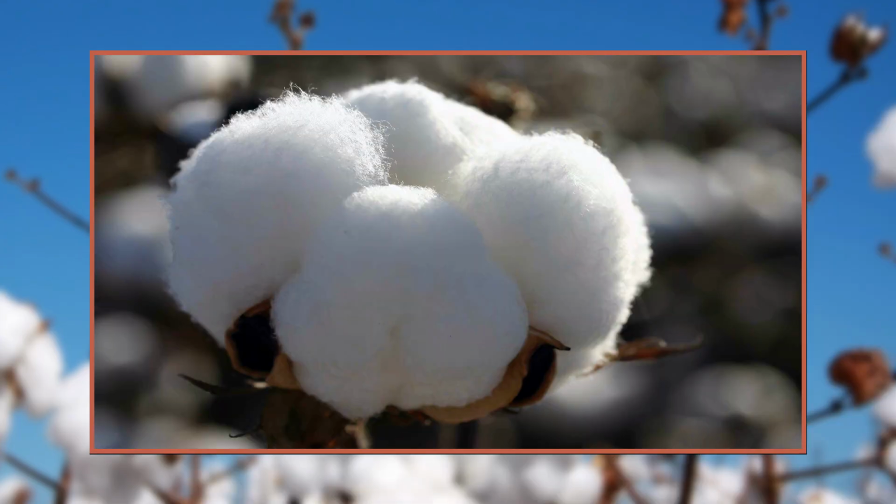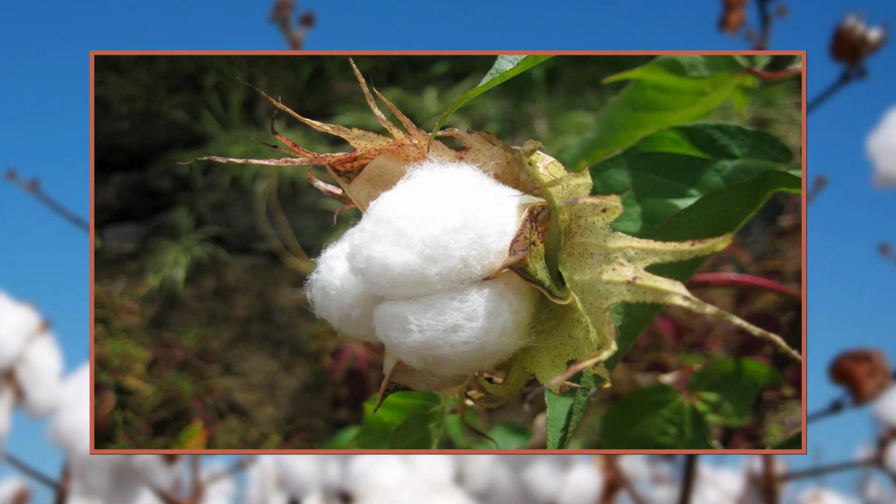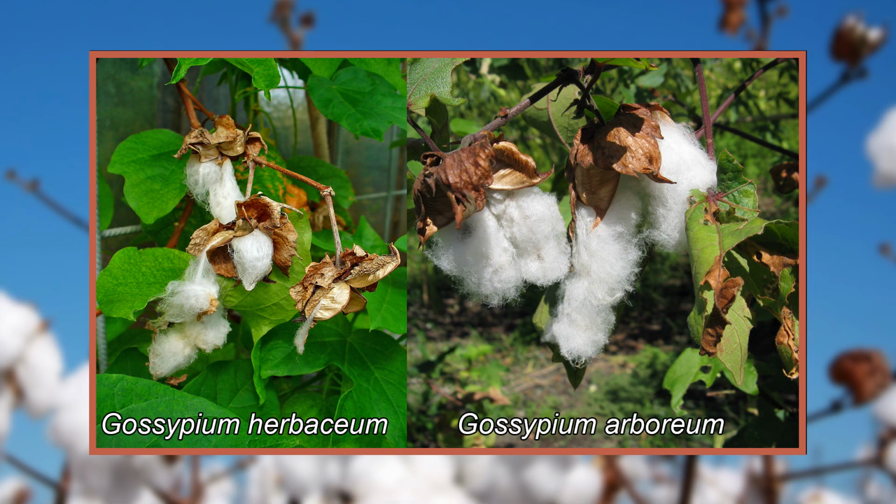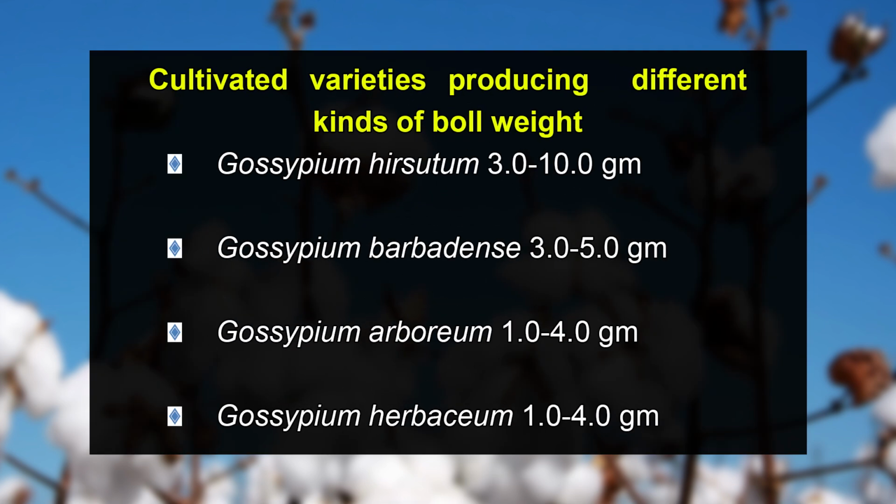Gossypium hirsutum has the largest ball among cultivated varieties, followed by Gossypium barbadense, Gossypium arboreum and Gossypium herbaceum. Most cultivated varieties produce the following ball weight: Gossypium hirsutum 3 to 10 gram, Gossypium barbadense 3 to 5 gram, Gossypium arboreum 1 to 4 gram and Gossypium herbaceum 1 to 4 gram. The shape of a ball ranges from round to oblong and pointed.